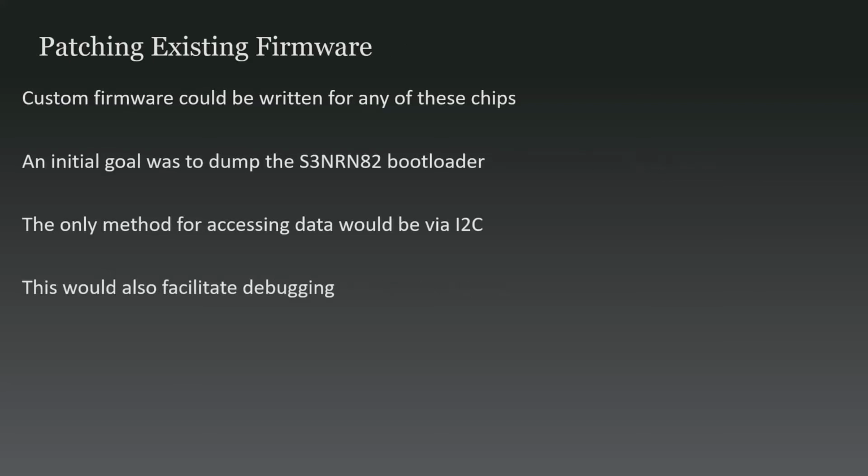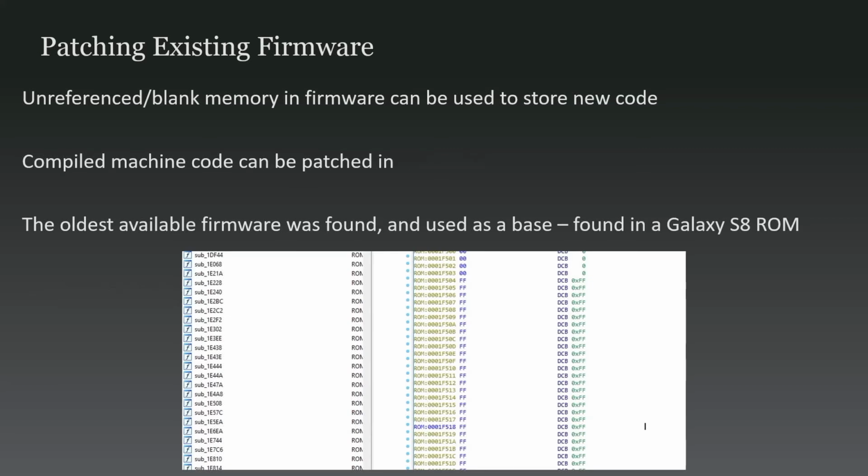So, because I could write custom firmware for any of these chips, I decided to aim for the S3NRN82, as this was the newest, the fastest, and had the most memory. Because I'd only be able to debug things via I2C, it would be quite complex to debug, but at least I had something to work with. I downloaded a firmware file that I found inside a Samsung S8 ROM, this being the oldest phone which used this chipset. I found that it had quite a lot of spare memory compared to the firmware that was used on the Samsung S9, and I could use this to patch in machine code that I'd compiled as needed.